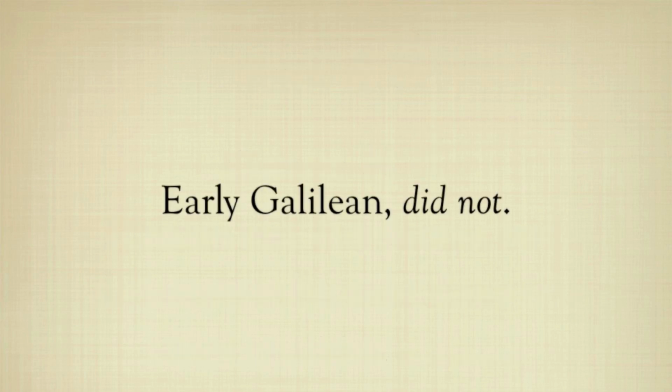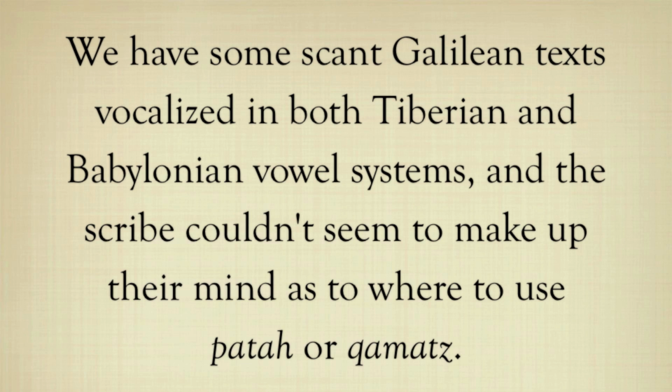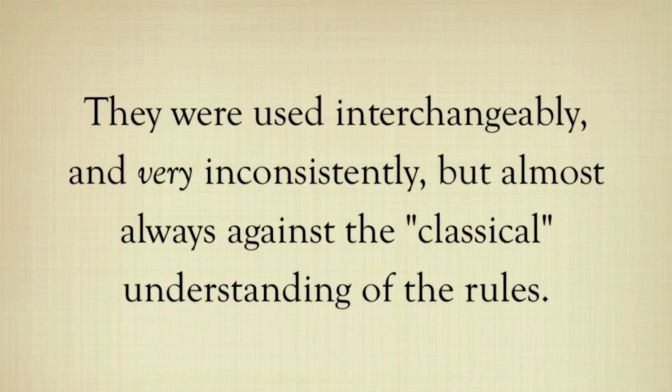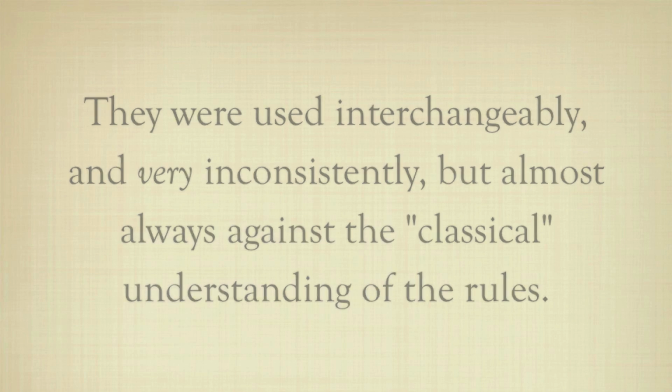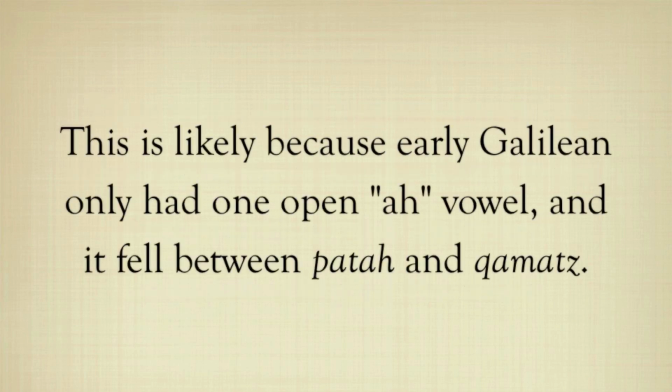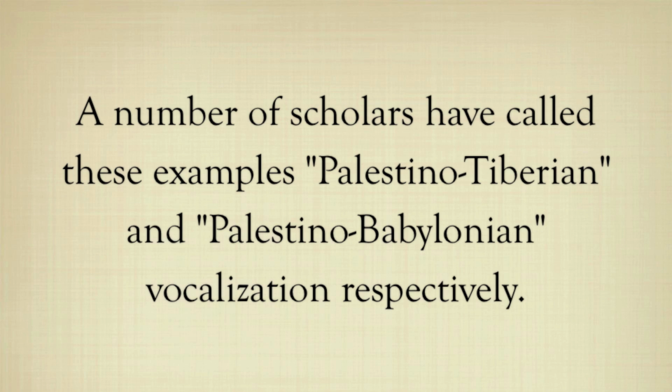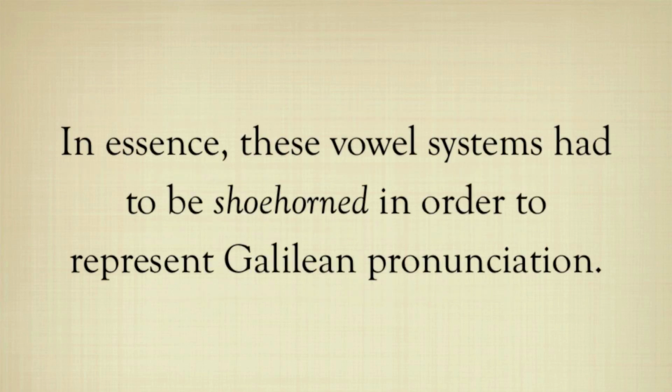Early Galilean did not. We have some scant Galilean texts vocalized in both Tiberian and Babylonian vowel systems, and the scribe couldn't seem to make up their mind as to where to use pethach or where to use kamatz. They were used interchangeably and very inconsistently, but almost always against the classical understanding of the rules. This is likely because Galilean only had one open ah vowel, and it fell somewhere between pethach and kamatz. A number of scholars have called these examples Palestino-Tiberian and Palestino-Babylonian vocalization, respectively. In essence, these vowel systems had to be shoehorned in order to represent Galilean pronunciation.